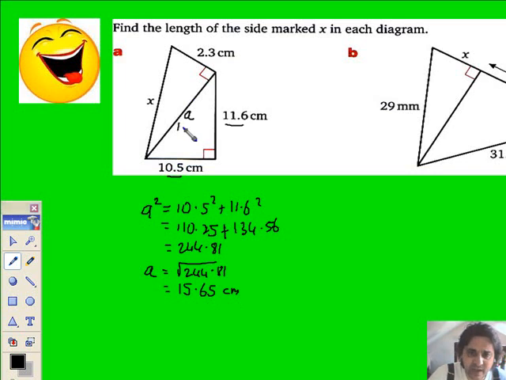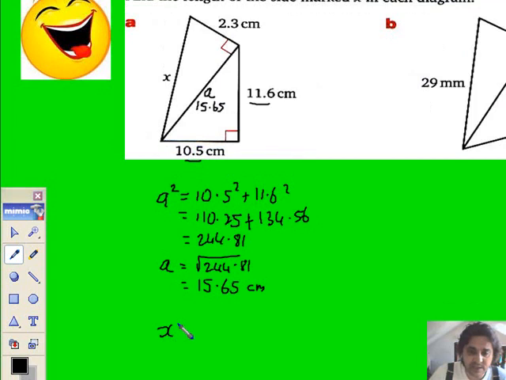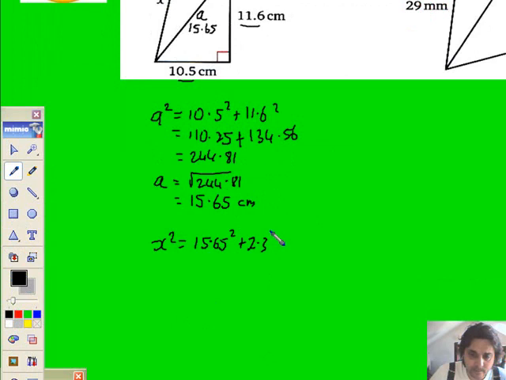Now let me just substitute that in there so I can use it for my second part, which is to work out X. So here we go, the shorter side now of this bigger triangle. Well, it's got a longer hypotenuse, that's for sure. So 2.3 is the short side, and now I'm going to work the second part out. X squared is going to be 15.65 squared plus the 2.3 squared.